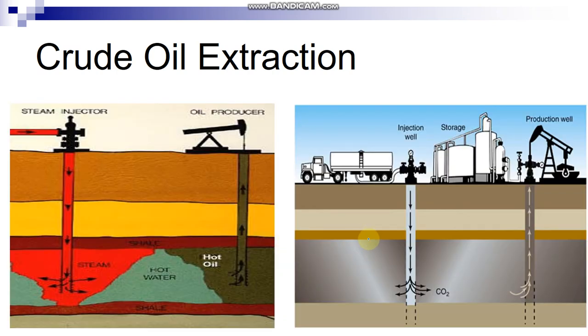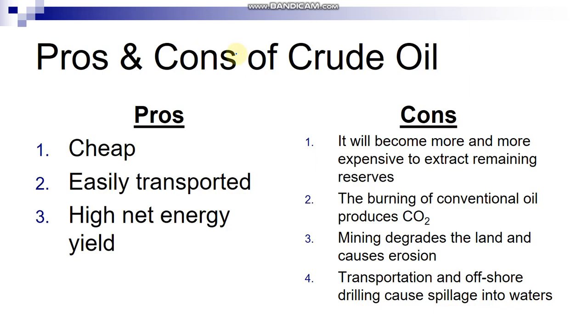So this is just an example of EOR, where the company drills an additional well and shoots CO2 into the ground, and that pressure change kind of like forces the oil upwards. Or this is an example of injecting steam into the ground, which then reduces the viscosity of the oil, making it easier to rise. Now, we all know the pros of oil.